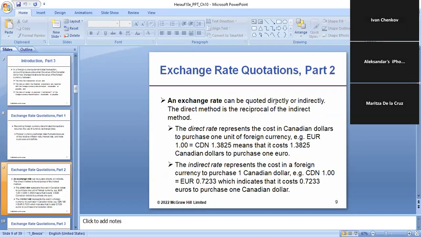Now, there are two exchange rates. One is called the direct rate, the other is called the indirect rate. The direct rate represents the cost in Canadian dollars to purchase 1 unit of the foreign currency. That will be how many Canadian dollars we have to pay for €1. And the indirect rate will be the opposite: how much of the other currency we have to use in order to purchase 1 Canadian dollar.